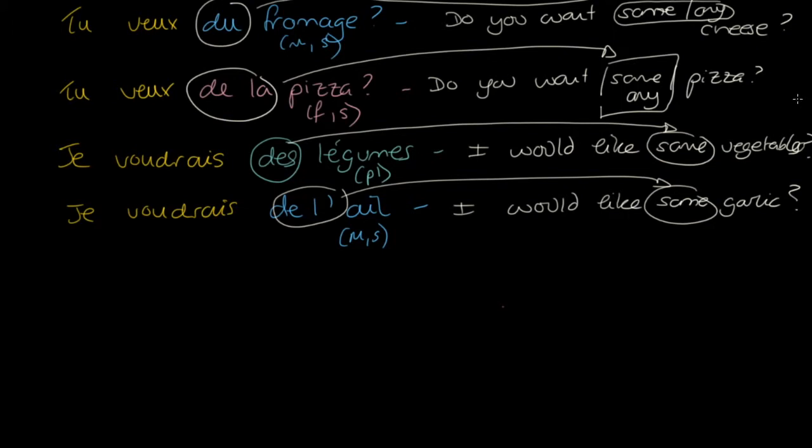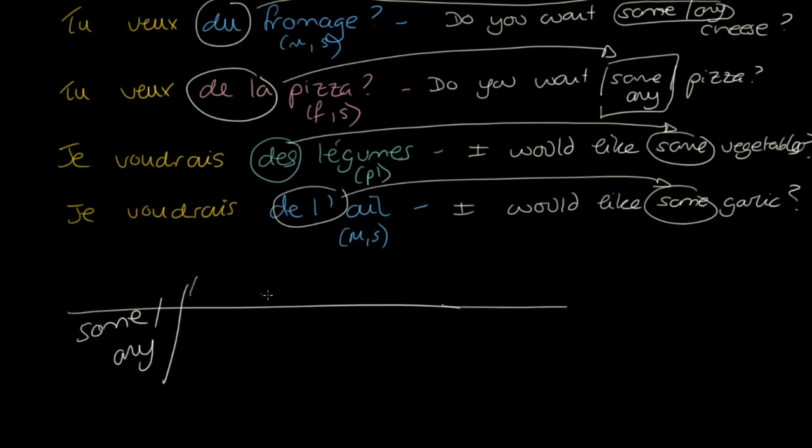So if you're unsure about that, please go back and watch the tutorial about determining the gender of nouns in French. So let's put that into a little chart then. So we want to say some, we want to say any. Okay, and we've got different ways of doing that, haven't we?